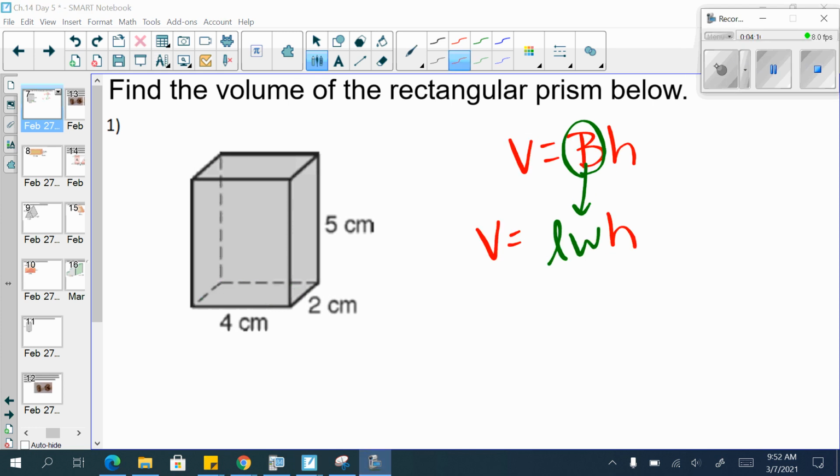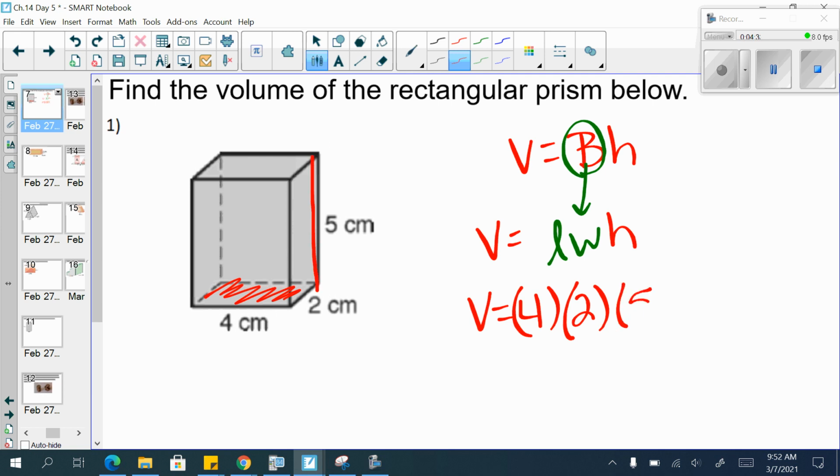So I wanted to actually write it like this real quick because I just want to remind you, this part is going to change every time. In this case, because it's a rectangle, we're going to take 2 times 4 or 4 times 2, doesn't matter the order. So the length times the width times the height in this case would be 5. So you go ahead and tell me what you're going to get as the answer for that one.